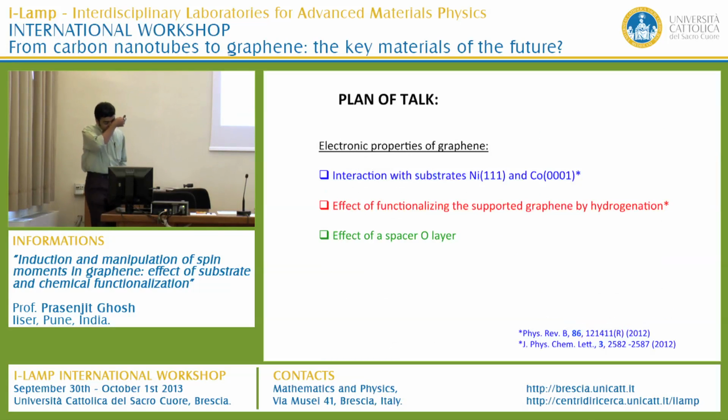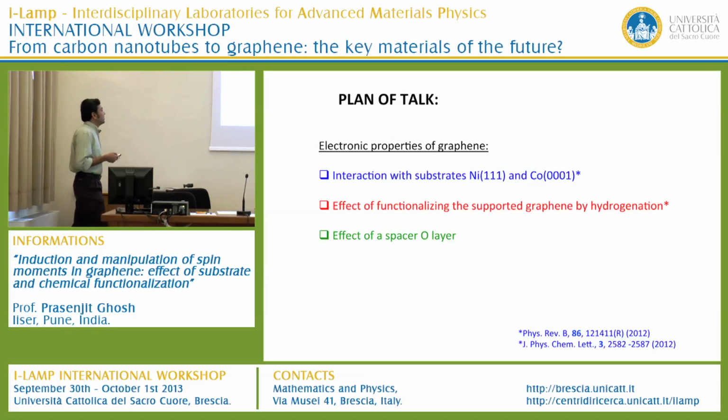Okay, coming back to today's talk. The talk is classified into 3 parts. We'll start with looking into the interaction of graphene with the nickel 111 and cobalt 0001 surfaces. While discussing this, I will also discuss the difficulties one faces in theoretically modeling these systems within density functional theory. And then I'll tell you some of the experiments we did in our computers on these systems.